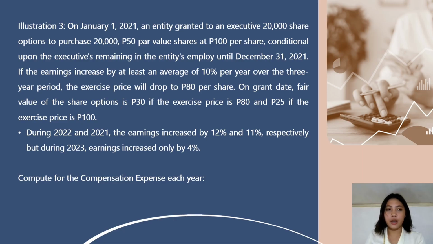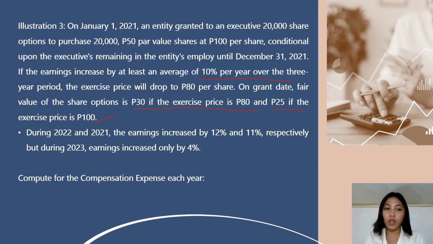Last illustration. On January 1, 2021, an entity granted to an executive 20,000 share options to purchase 20,000 50 par value shares at 100 per share, conditional upon the executive remaining in the entity's employment until December 31, 2023. If the earnings increase by at least 10% per year over the 3-year period, the exercise price will drop to 80 per share. On the grant date, fair value of the share option is 30 if the exercise price is 80, 25 if the exercise price is 100.